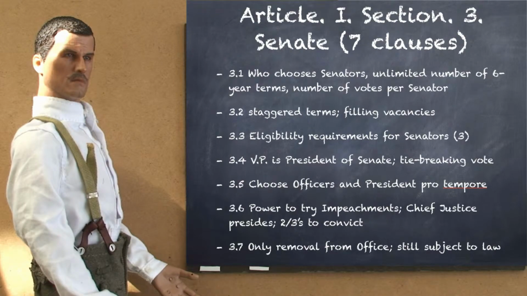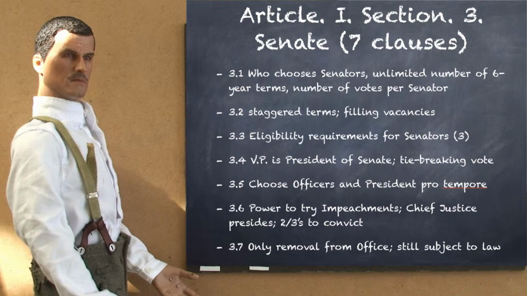So here's Article 1, Section 3, an overview. I've just given a little blurb about what each clause is. 3.1 is about who chooses senators, that there's an unlimited number of 6-year terms, and the number of votes per senator. Clause 3.2 says that the terms are staggered and how they fill vacancies. 3.3 has to do with the eligibility requirements for senators, and there are 3 of them. 3.4 says that the vice president is president of the Senate and casts a tie-breaking vote.